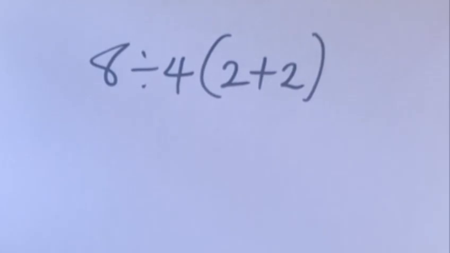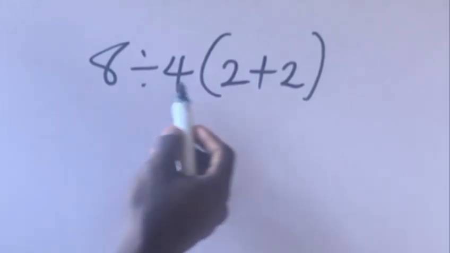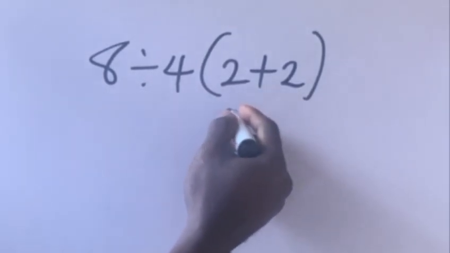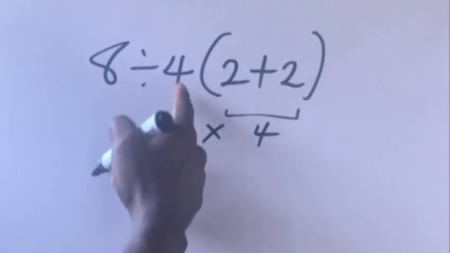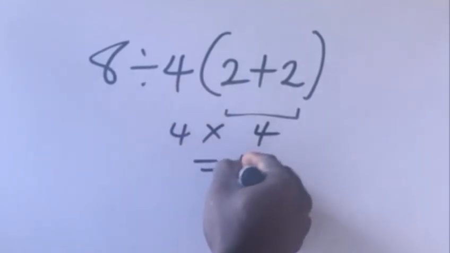Pay attention to this simple maths. It looks very simple, but it is kind of complicated. 2 plus 2 is what? 4 times 4 is what? 16.